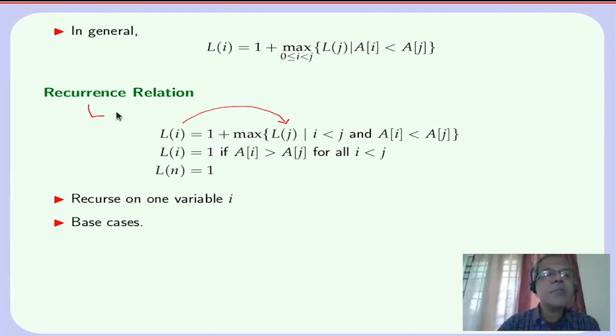This is a larger subproblem. This is a smaller subproblem. A number of smaller subproblems. L of i is the maximum of L of j, for all j larger than i where the jth element is larger than the ith element, plus 1. So the recurrence is written on only one variable, i.